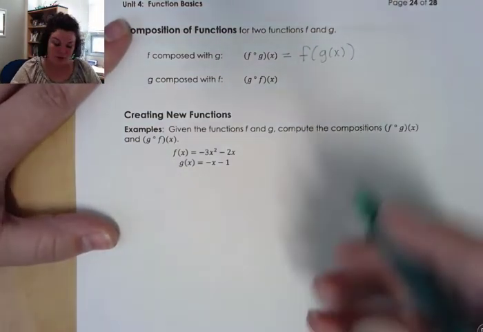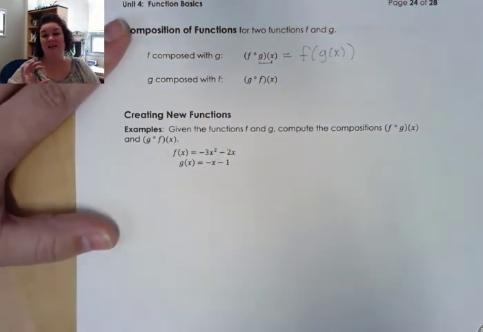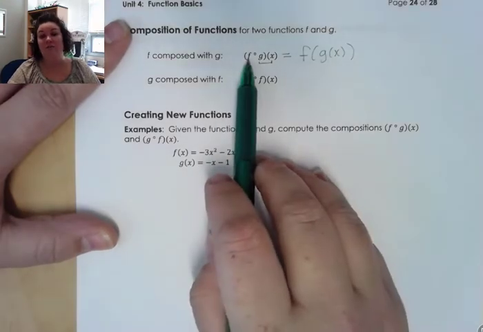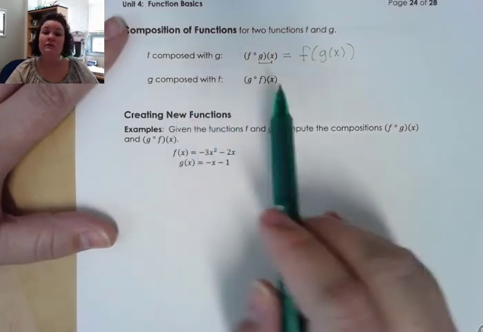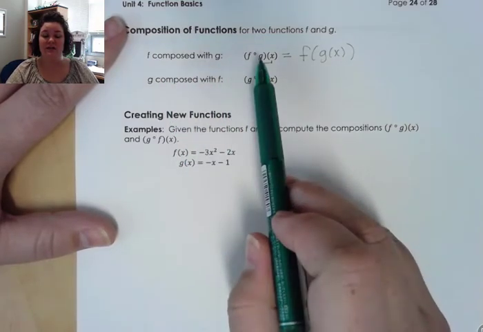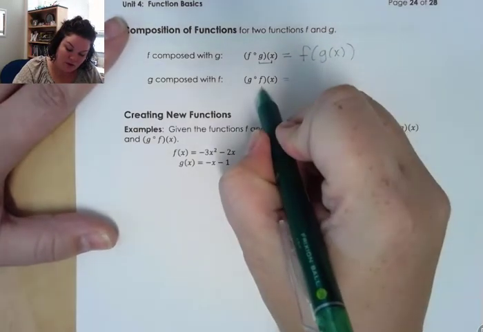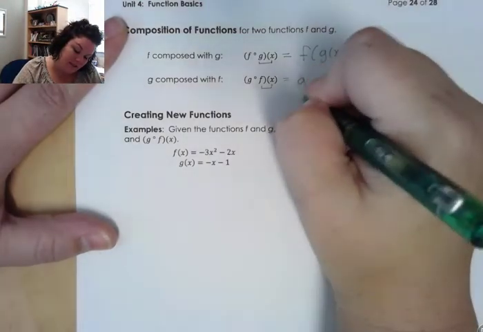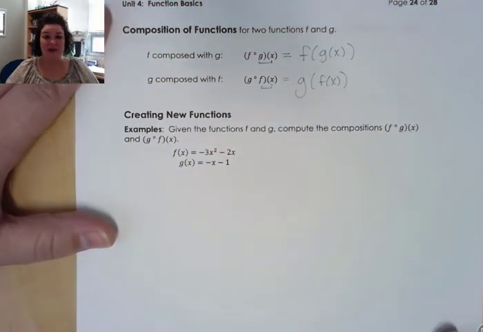And the way I like to remember it is whichever letter is closest to the x, that's going to be your inside function, okay? Whichever letter is furthest away from the x is going to be the outside function, okay? So, and we can do it both directions. We can do f composed with g, or we can do g composed with f, okay? Again, whichever function is closest to your x, that's the function that's going to be your input function, okay? So this time we would be plugging f of x inside of g, okay?